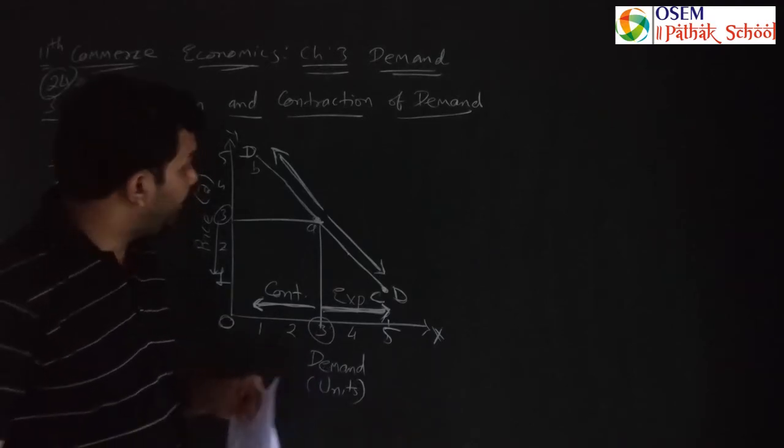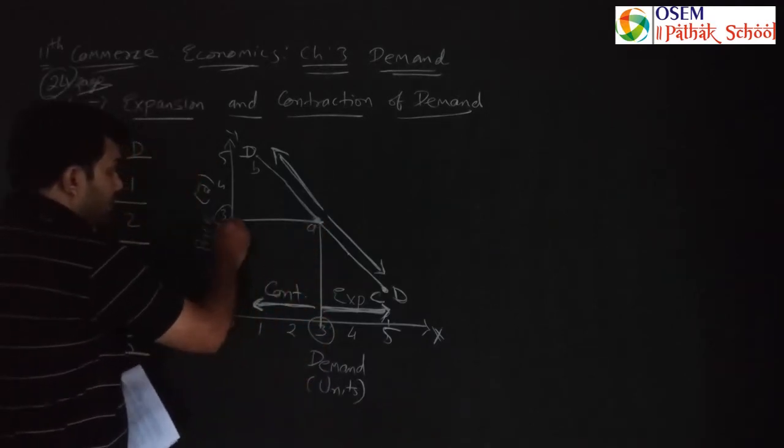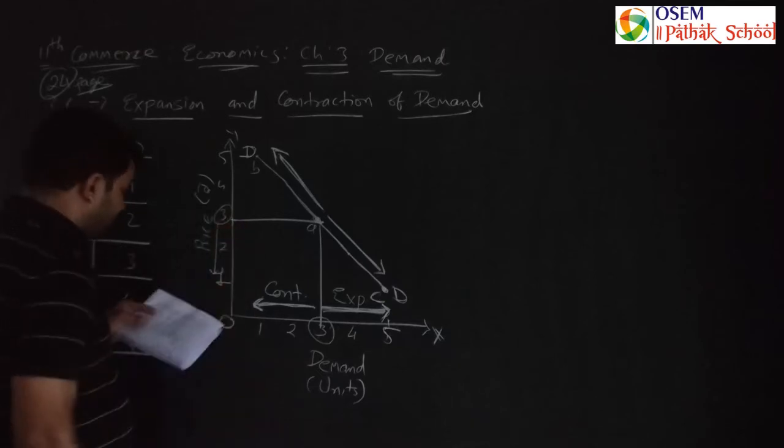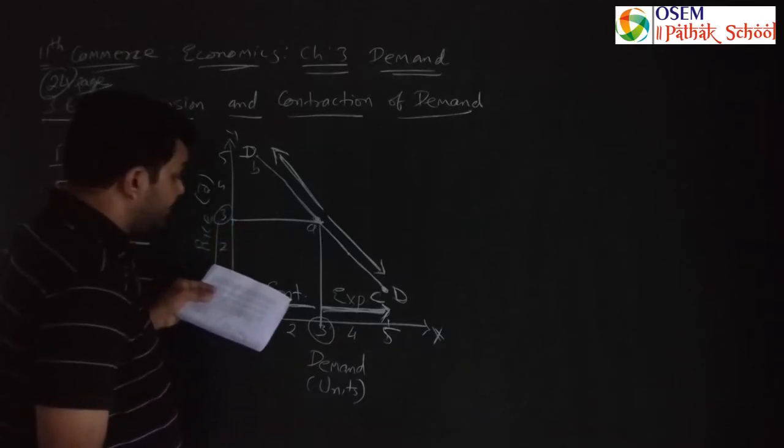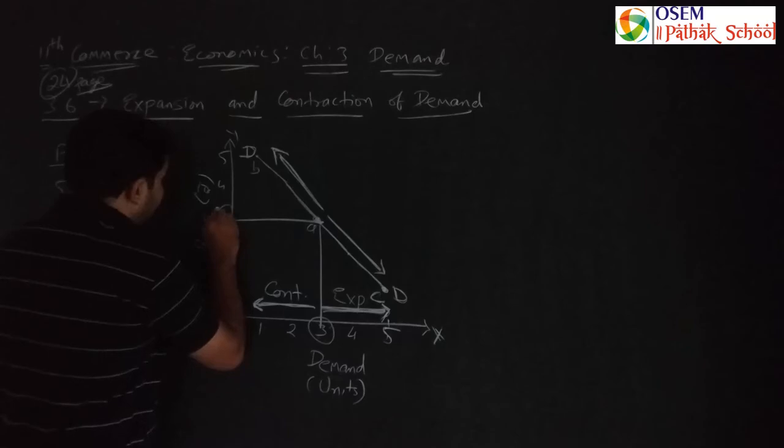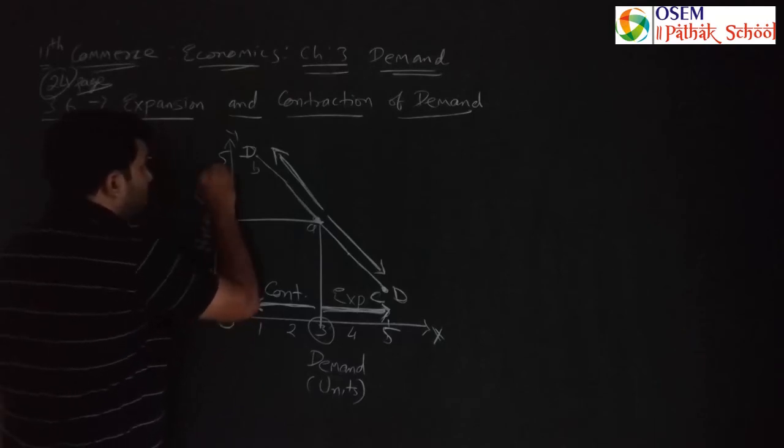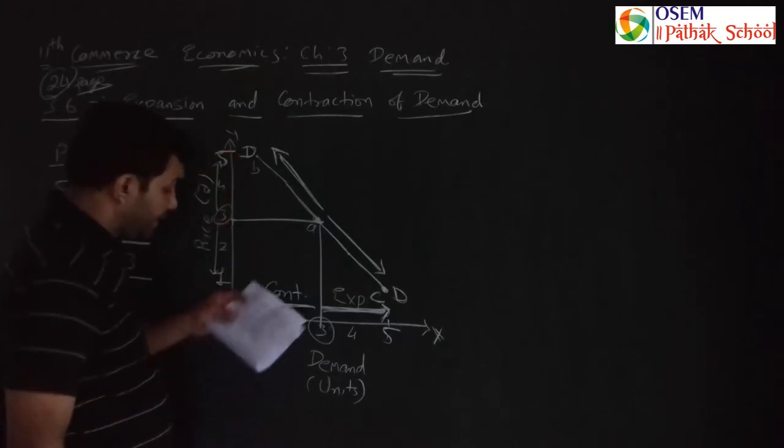Now from the initial point A, if price rises from 3 to 5, price is rising from 3 to 5. Now what is happening?